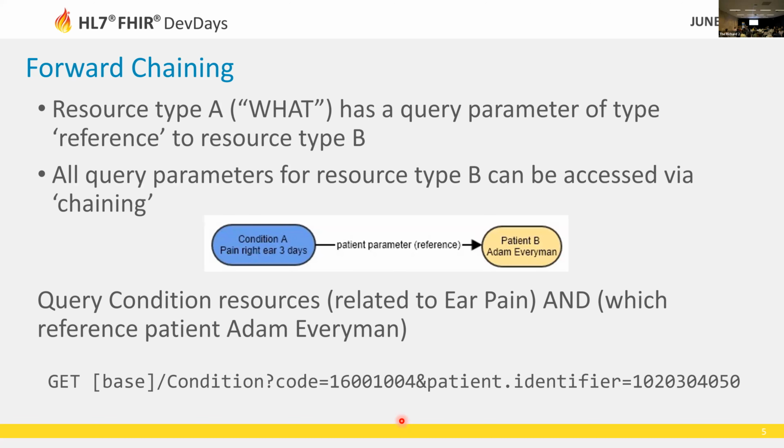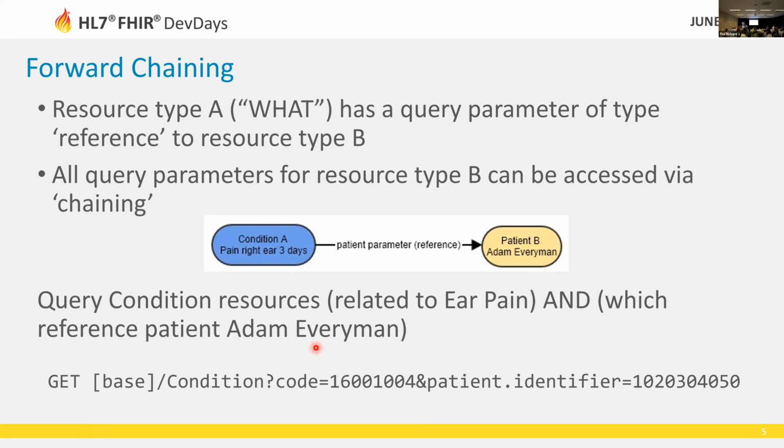What is forward chaining? First, let's talk about the condition resource. Condition resource has its own search parameters, right? So let's say you want to search all the conditions on the FHIR server that have a condition of ear pain. You'll just search on that resource with its search parameter. If you want to search on patient and retrieve Adam, you can just search on the patient resource where name equals Adam. But let's say you want to query the condition resource related to ear pain, but that also references Adam Everyman, right?